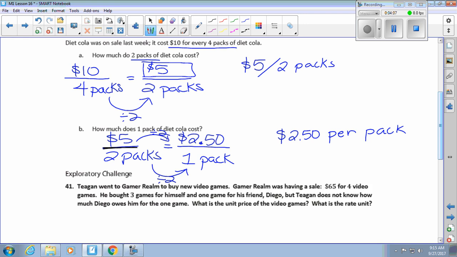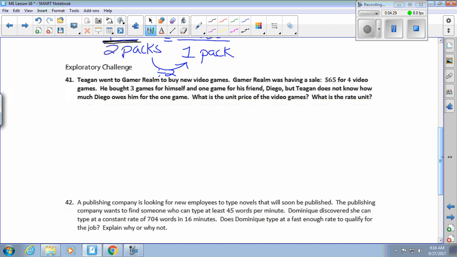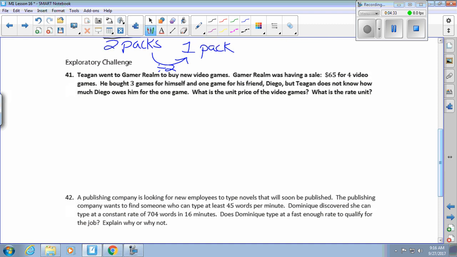So did you notice for each of these, we're dividing? Like in this case, 5 divided by 2. Up here, if we took 10 and directly divided it by 4, we would have figured out our unit rate immediately. We would have figured out that it's $2.50 per pack. So that's what we're going to do as we proceed through this lesson. For the exploratory challenge, we're going to just use that division method.